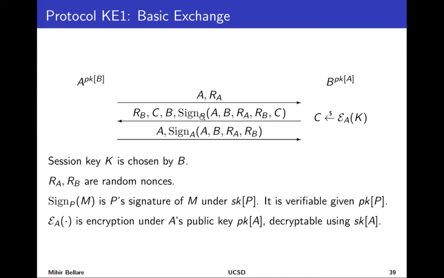So Bob can sign. This means Bob's signature of the message in here, which is all this at this point, under his secret key, and it is verifiable by Alice, who has the corresponding public key. So now when Alice gets this flow, she first checks the signature. If it's invalid, she stops the protocol. And only if it's valid will she decrypt the ciphertext C here to get back K.